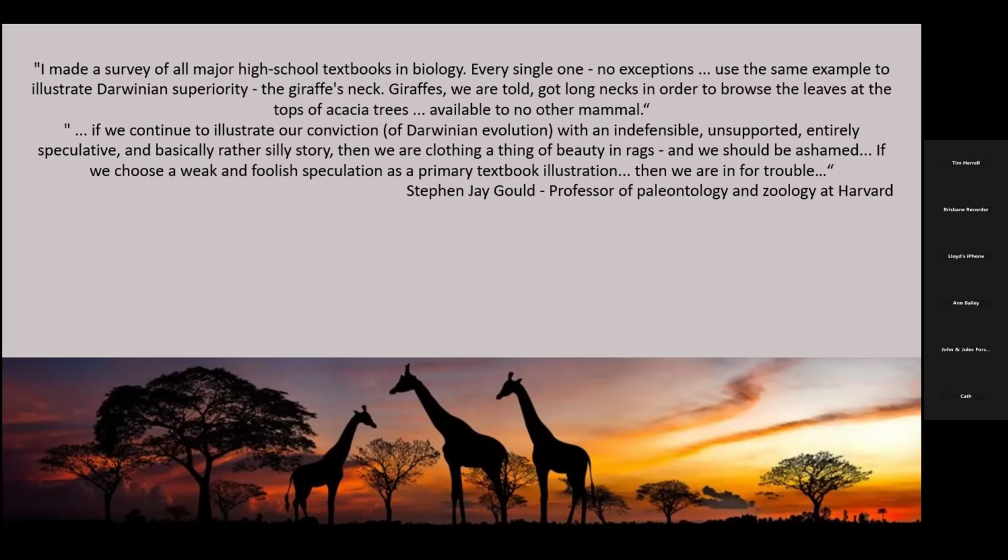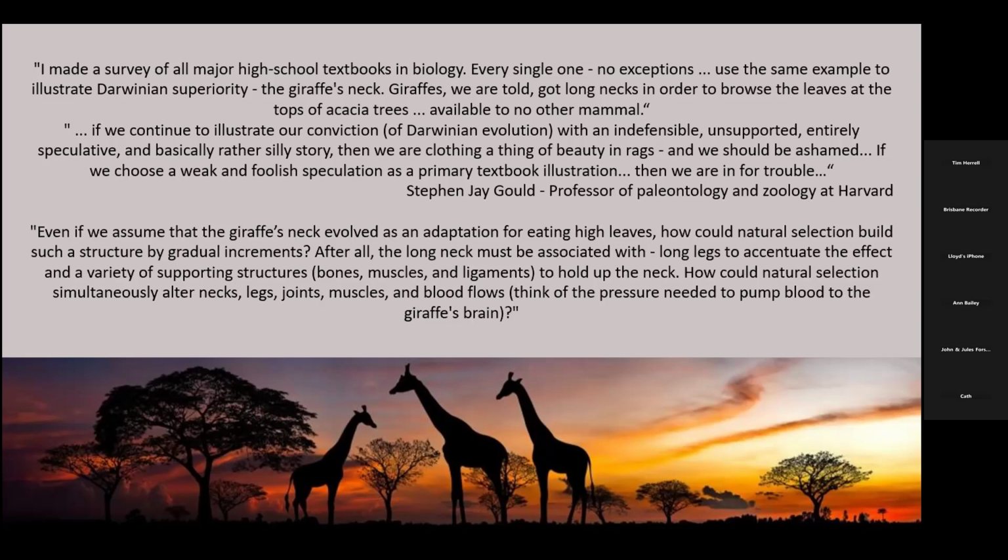The guy is an evolutionary biologist. He believes in evolution, but he's just like, how dare you use the giraffe as an example of evolution at work? He goes on, even if we assume that the giraffe's neck evolved as an adaptation for eating high leaves, how could natural selection build such a structure by gradual increments?